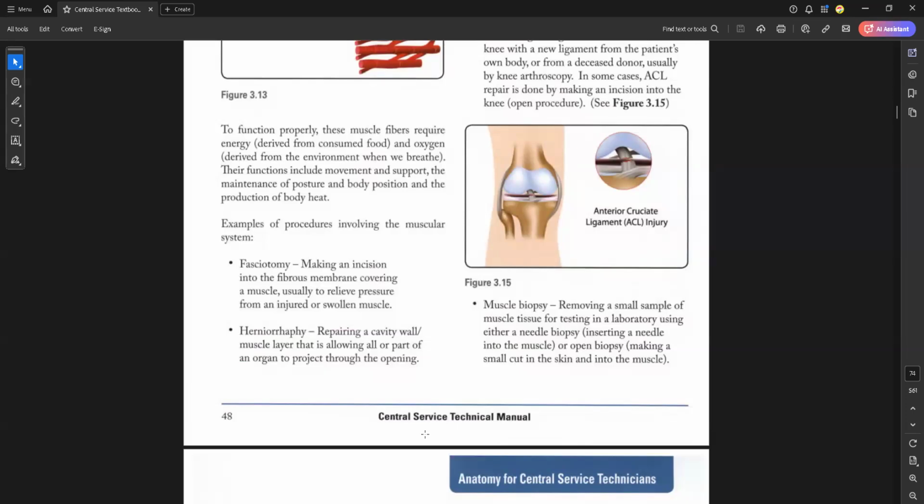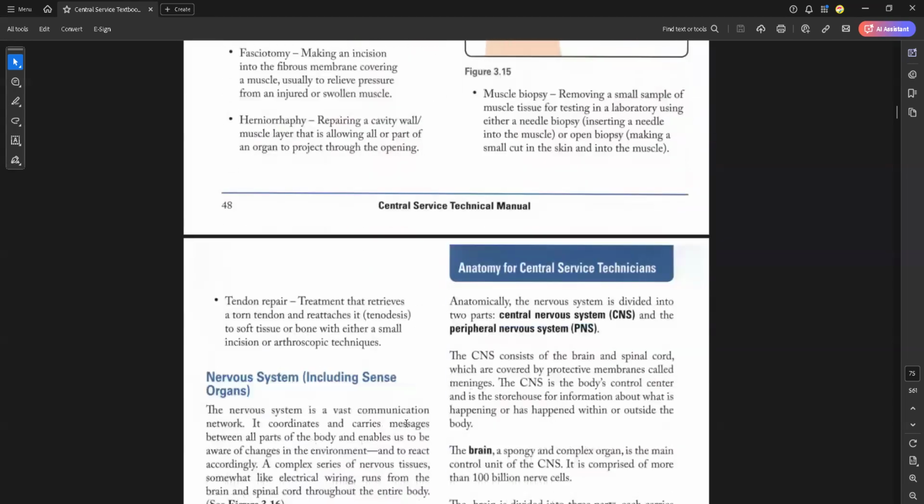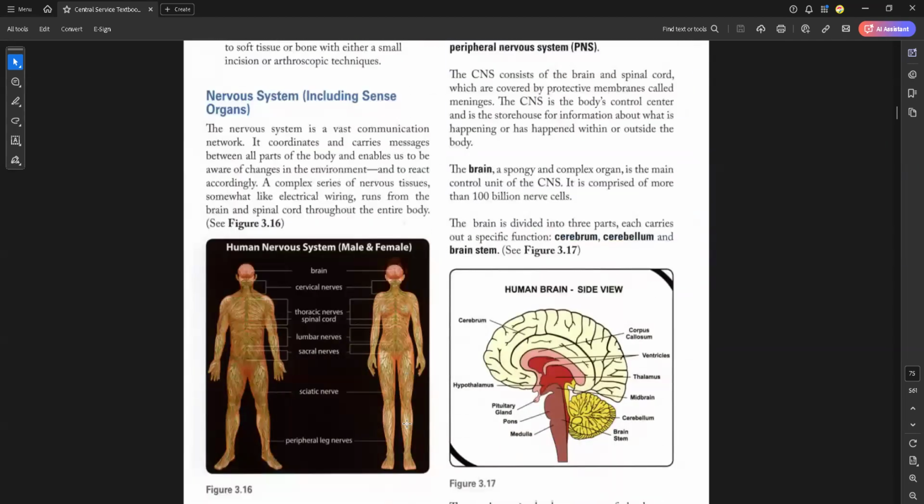Now let's go next. Then we have the nervous system, including sense organs. Look at the word nervous. The moment you hear the word nervous, I use the word panic just because I want you to understand it better, but it doesn't mean that the nervous system is always about when somebody is panicking.